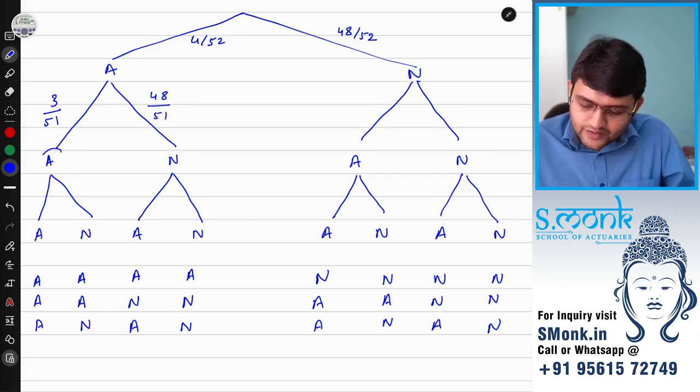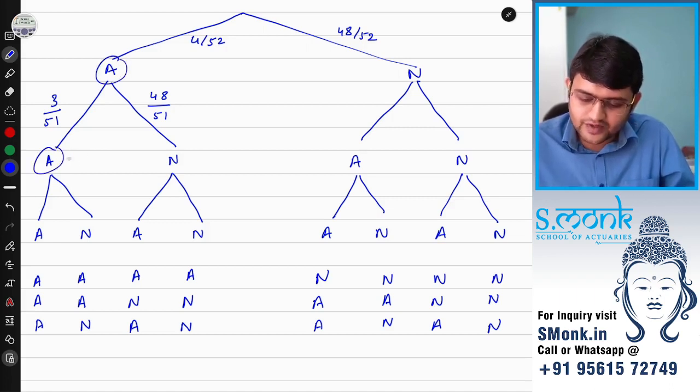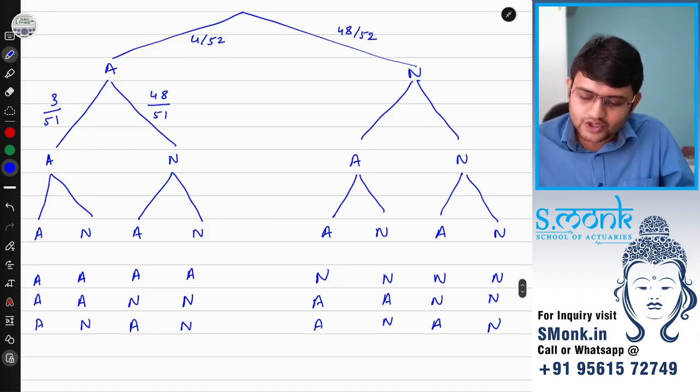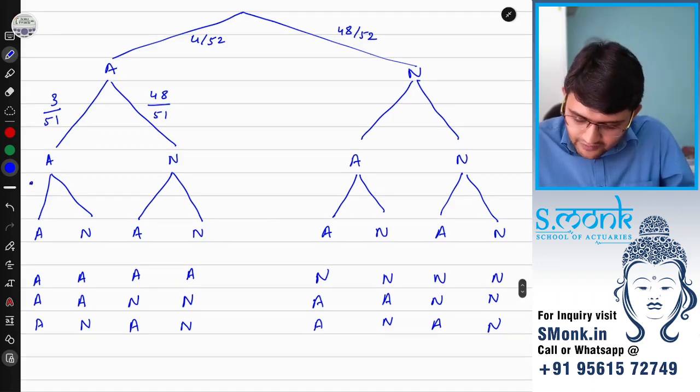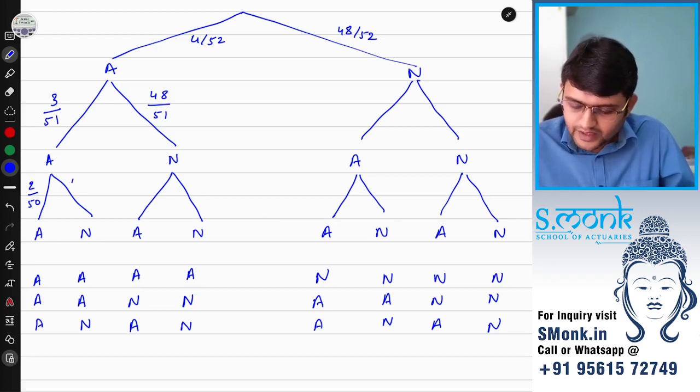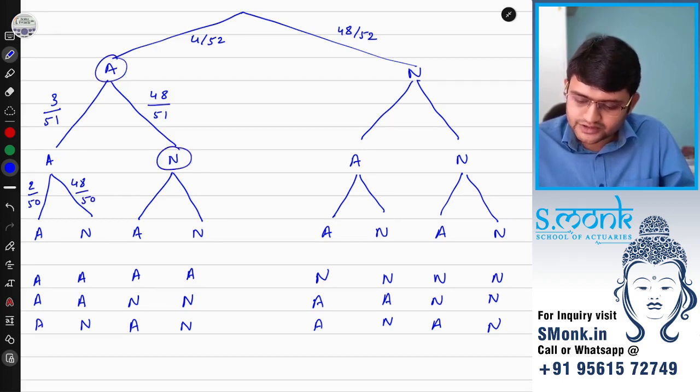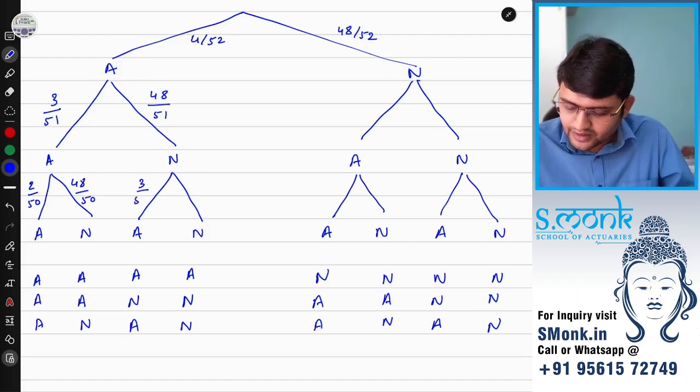Similarly, for the third one, if I have an ace in the second one, so ace in the first one, ace in the second one, so I have now only 2 aces. So here I will have 2 by 50. Here I will have 48 by 50. Here I got one ace, one not an ace. So for another ace, I will have 3 by 50. Here I will have 47 by 50.